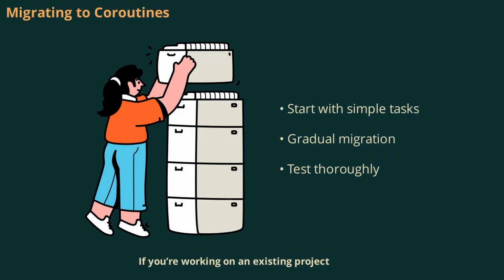If you're working on an existing project, migrating to coroutines can seem daunting. Start small by converting simple async tasks, then gradually refactor more complex logic. Use bridging techniques to integrate with legacy code, and test thoroughly to ensure everything works as expected.